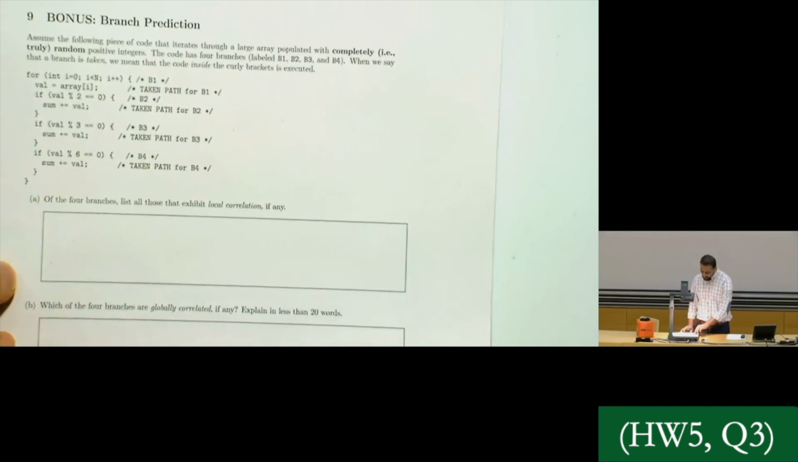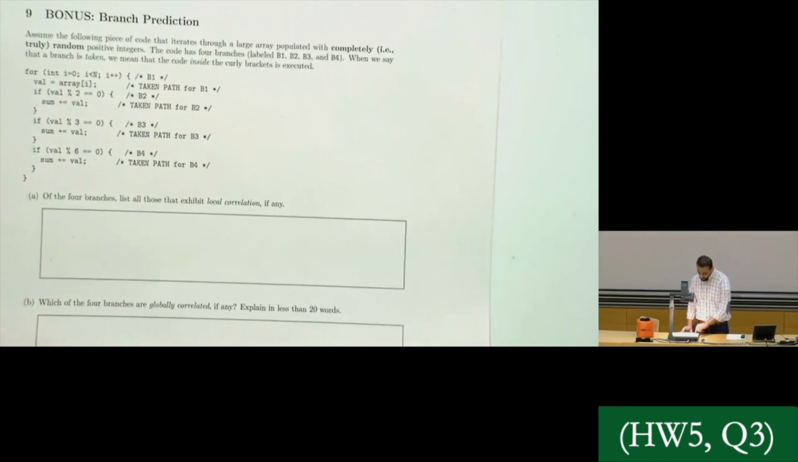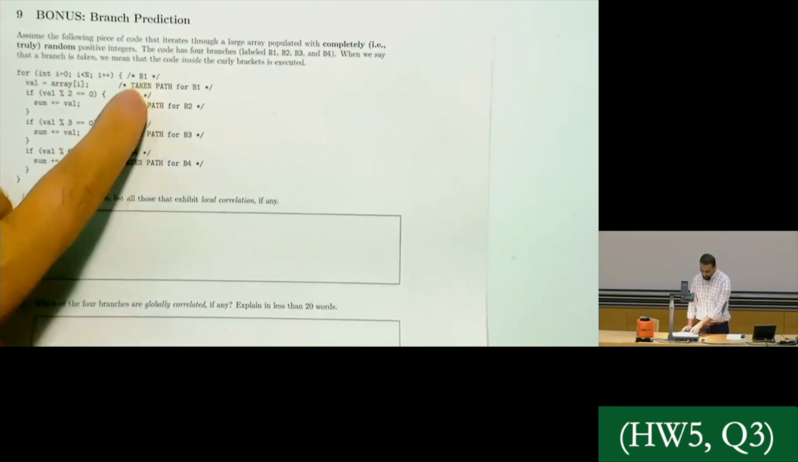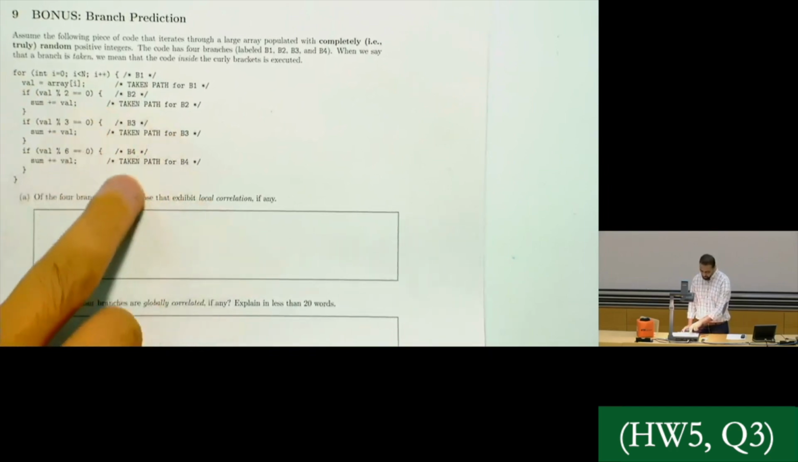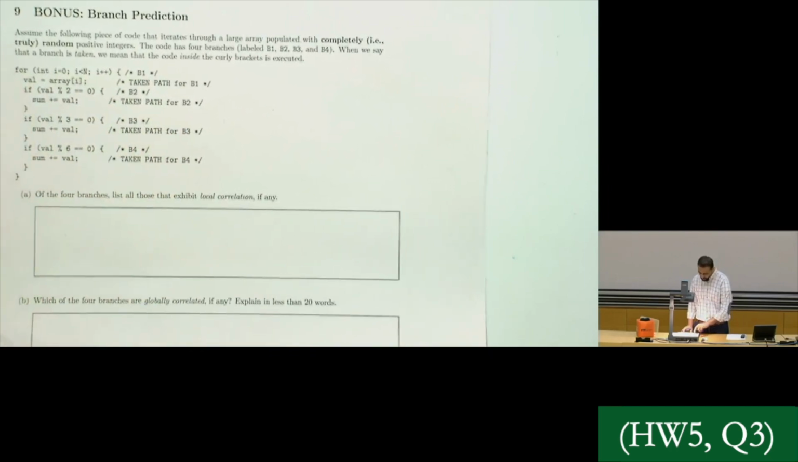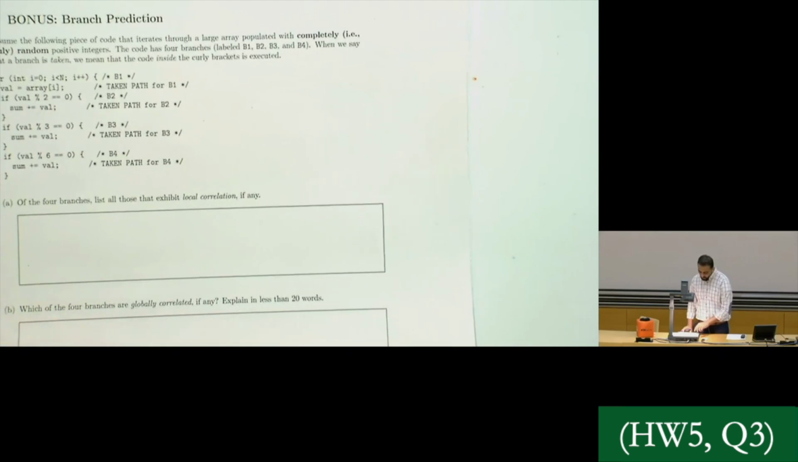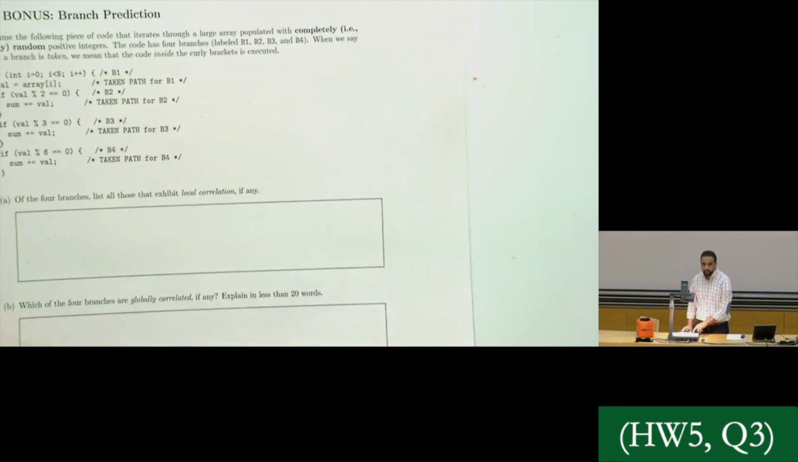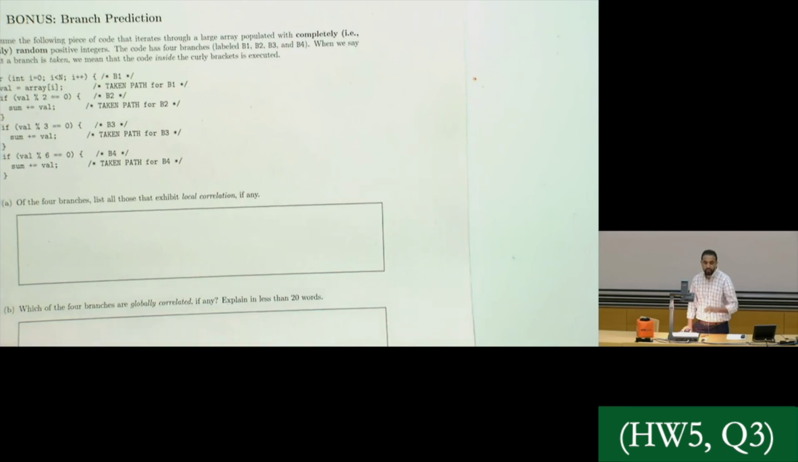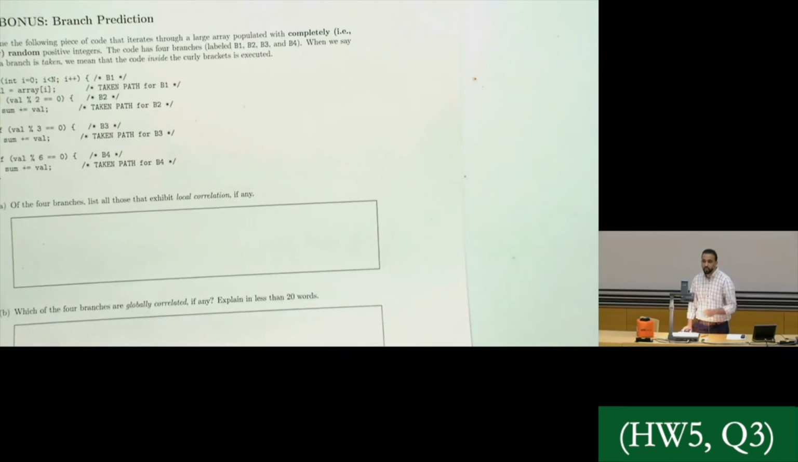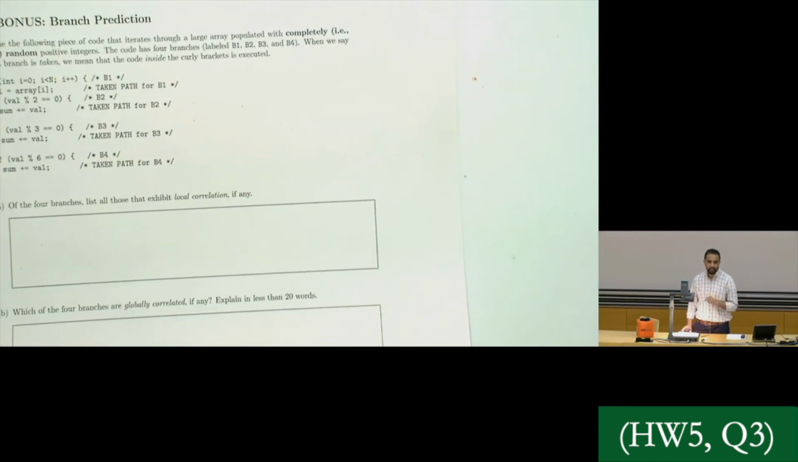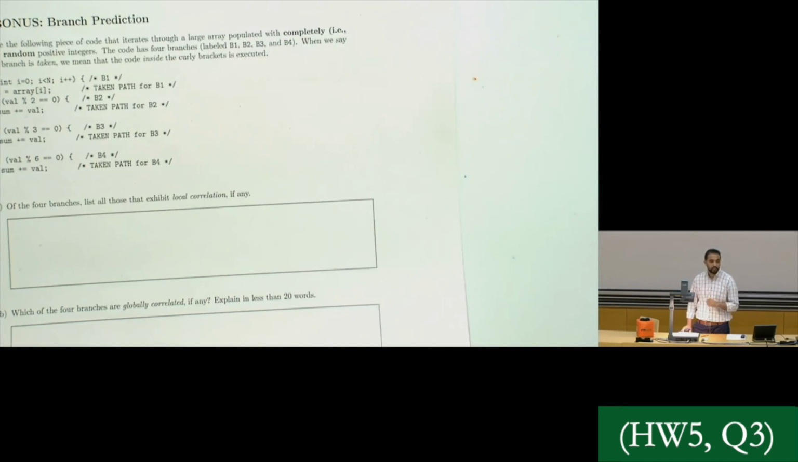Okay, and the question asks you to show, out of those 4 branches, so you have B1, which is the for loop, and B2, B3, and B4, which are the if statements, what are the locally correlated branches? Local correlation means here, for the specific branch, if I know the previous value from the previous iteration, or if I know that branch was taken or not taken, can I decide on the current iteration whether this branch will be taken or not? So this is what a local correlation means.